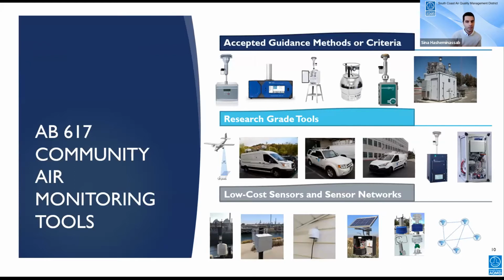So we use a variety of air monitoring tools to quantify the impact of air pollution sources that have been identified by the community members. We can generally classify these air monitoring tools into three different classes. On the top, you see the accepted guidance methods, which are essentially the EPA approved methods. We also use research grade tools that include mobile platforms as well as some advanced air monitors, which I will talk about in a moment. We also use low-cost sensors and sensor networks to complement the other two classes of monitoring tools. So depending on the objective of air monitoring, we use different combinations of these tools.